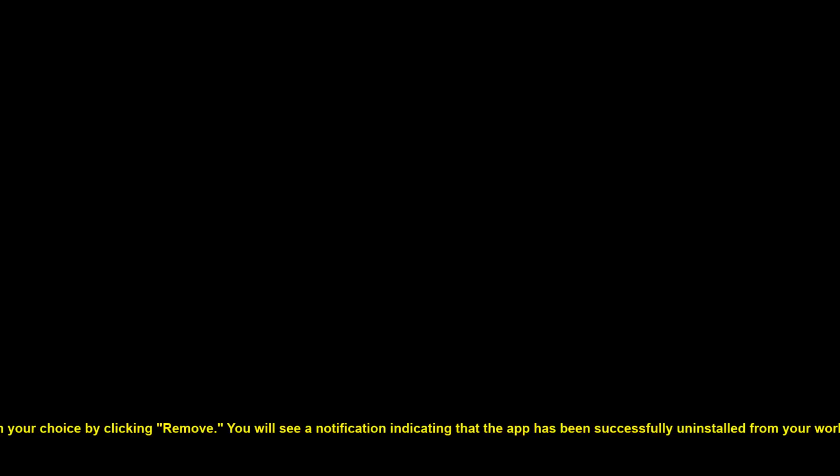Click on the app name to open its settings page. On the App Settings page, look for the Configuration section. Click on Remove App to begin the uninstallation process. A confirmation prompt will appear, asking if you are sure you want to remove the app. Confirm your choice by clicking Remove.